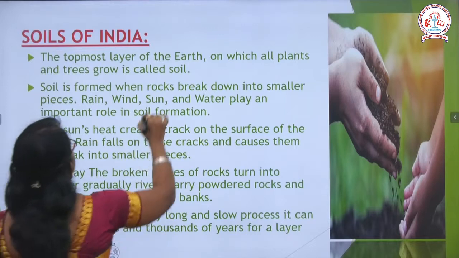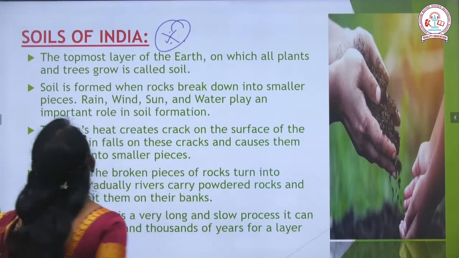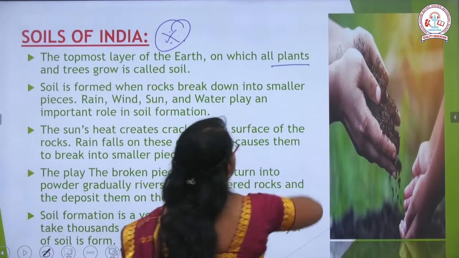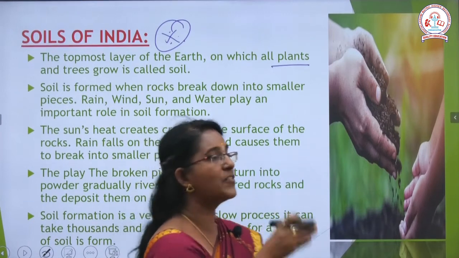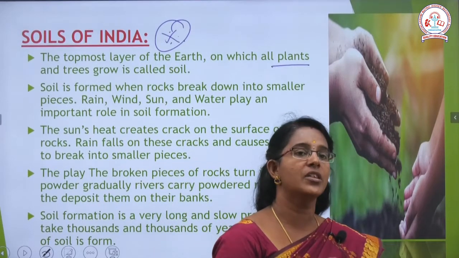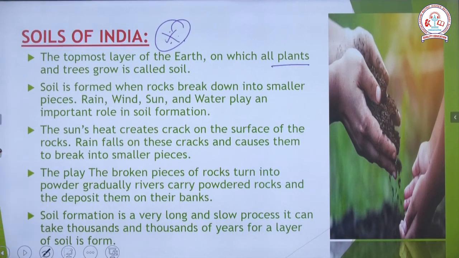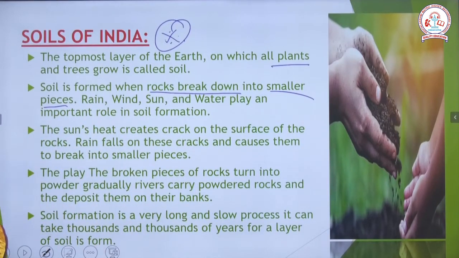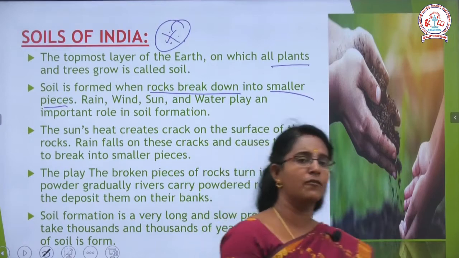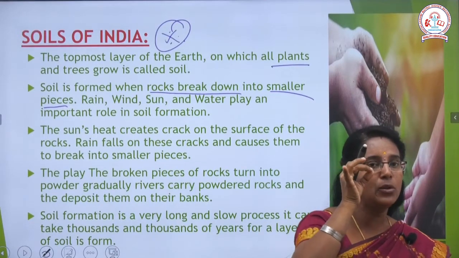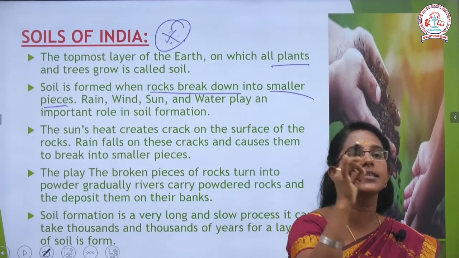So, soil of India. The topmost layer of the earth on which all plants and trees grow is called soil. So the top of the earth's surface layer is called soil. It is mixed with some minute soils and rocks, everything. So that is called soil. Next, soil is formed when rocks break down into smaller pieces. So it is the breakdown of rocks. Big rocks, day by day, reduce and become minute, smaller pieces of soil. So smaller pieces are called soil.